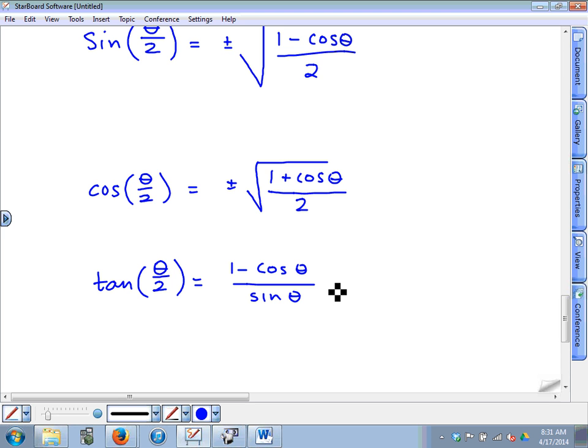However, this has a second version. This could also be written as sine theta over 1 plus cosine of theta. Either one of these, it doesn't matter which one you use, they are the same. I really do think this was one of your exercises on 7.1. You had to prove that this was equal to that.